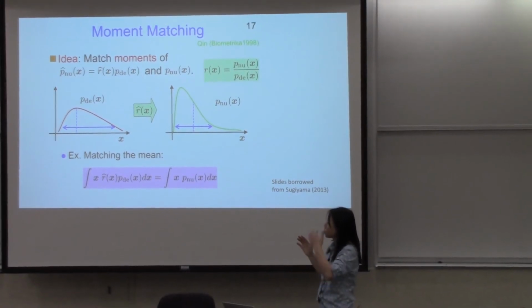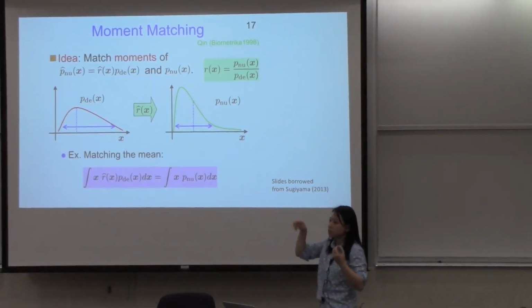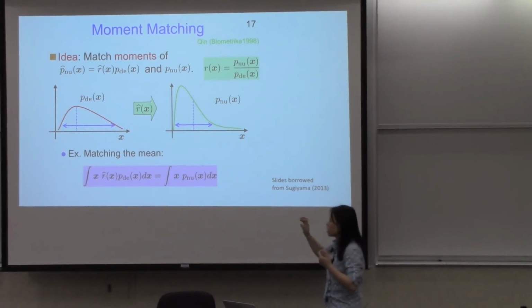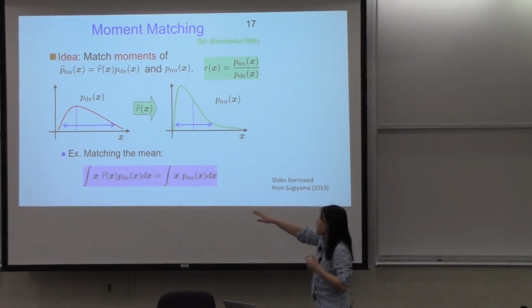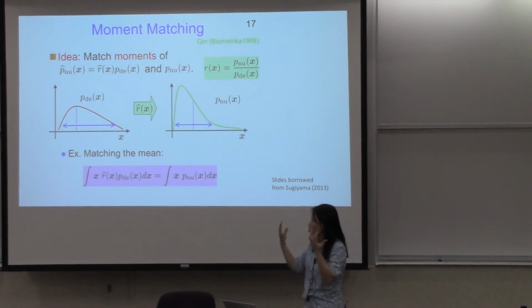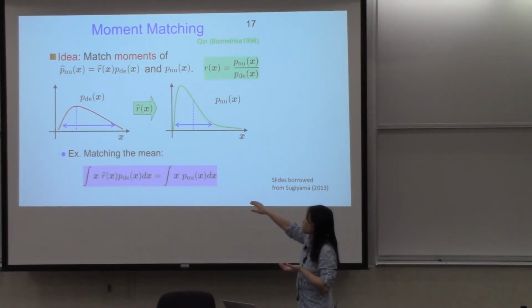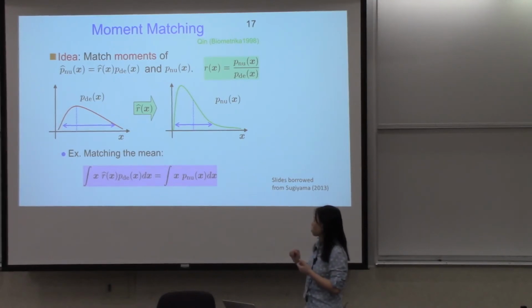This is from the importance weighting idea, right? After weighting, you want this source to cancel out and then get the target. In this case, after weighting, you want the expected x under the data distribution to match the expected x under the source distribution.